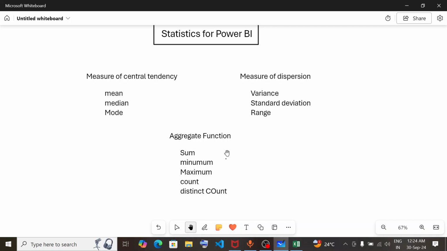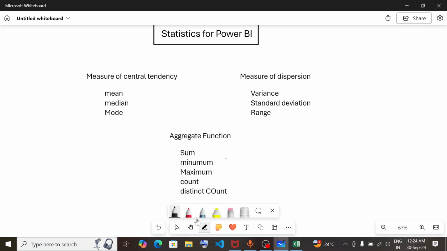Then in aggregate functions, we will understand sum. Sum is nothing but the addition of all the values in the data set, minimum value of that population or the data, maximum value of that population or the data. Count is nothing but how many numbers we have in the data, and distinct count will be the number of unique records in the data.